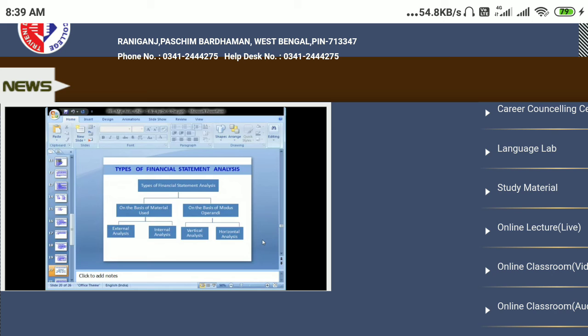The next topic is types of financial statement analysis. Financial statement analysis can be categorized in two ways. The first is on the basis of material used, and the second is on the basis of modus operandi. On the basis of material used, financial statement analysis is of two types, external analysis and internal analysis. And according to modus operandi, financial statement analysis is of two types, vertical analysis and horizontal analysis.